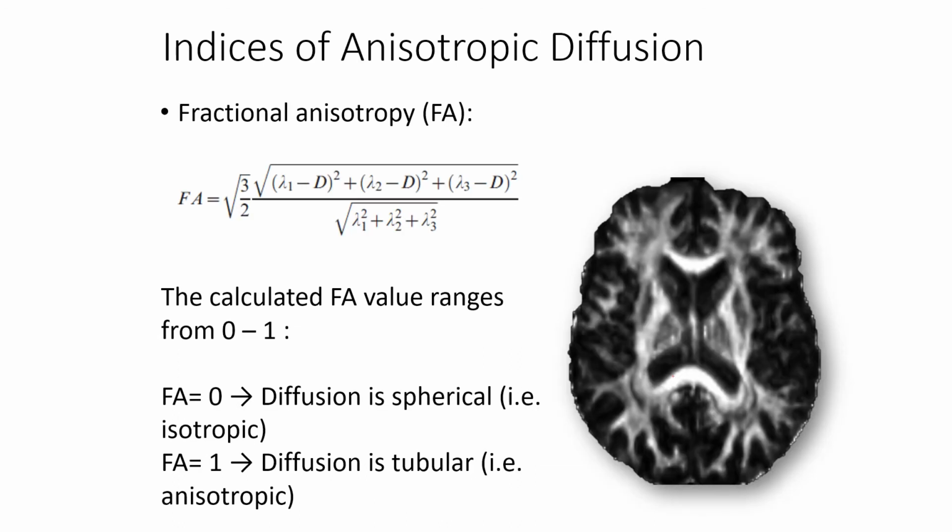Another index of diffusion is what we call fractional anisotropy, and here's the equation for it. It's a very useful value to describe the movement of water, really, the directionality of it. The range is between 0 and 1. For values close to 0, the diffusion is spherical, the isotropic diffusion.